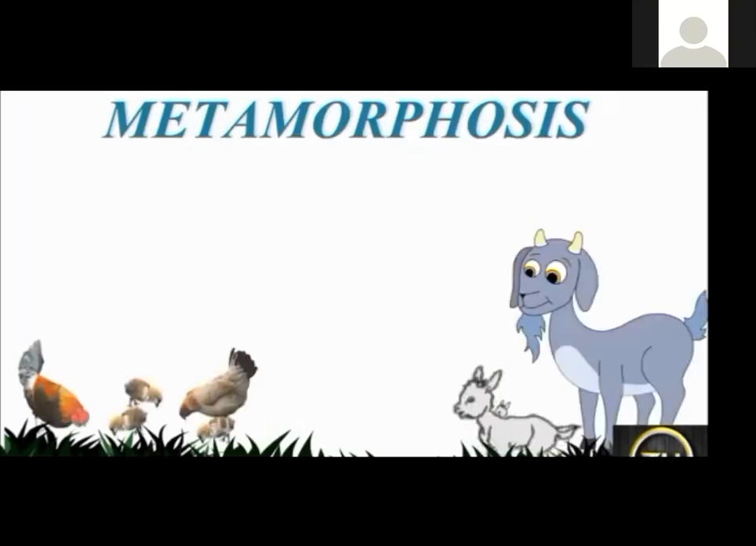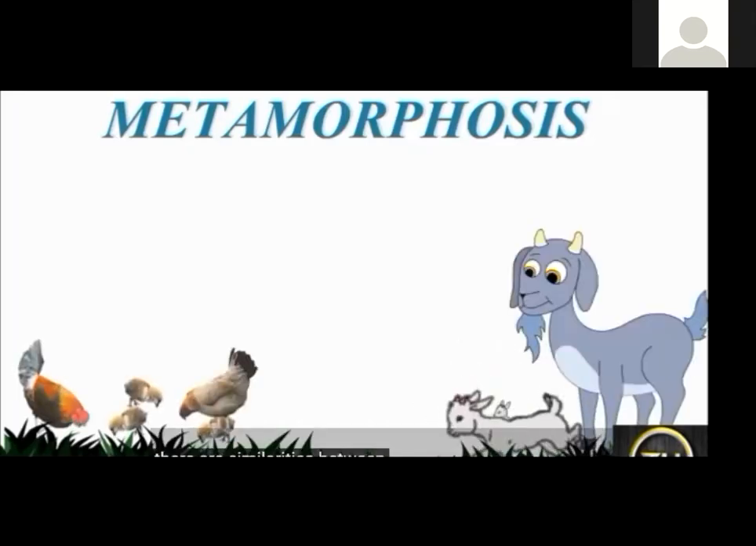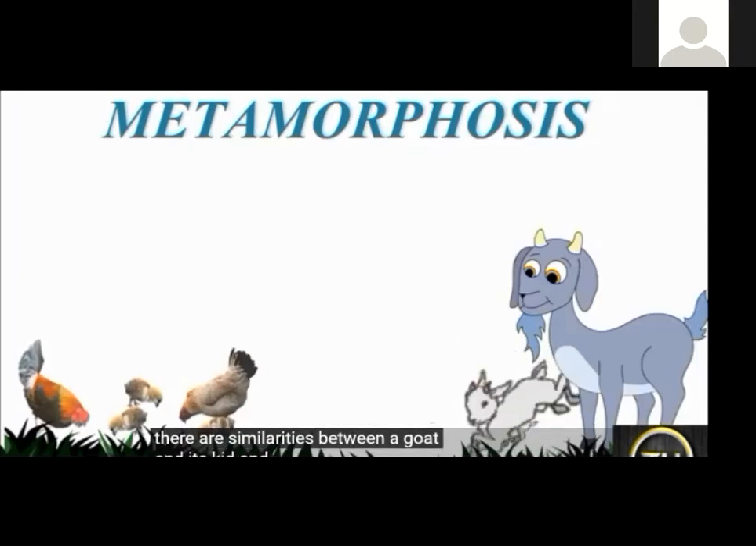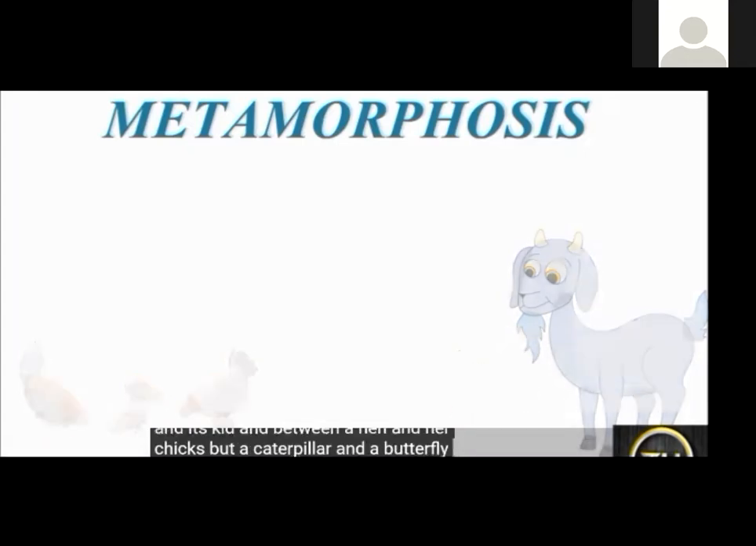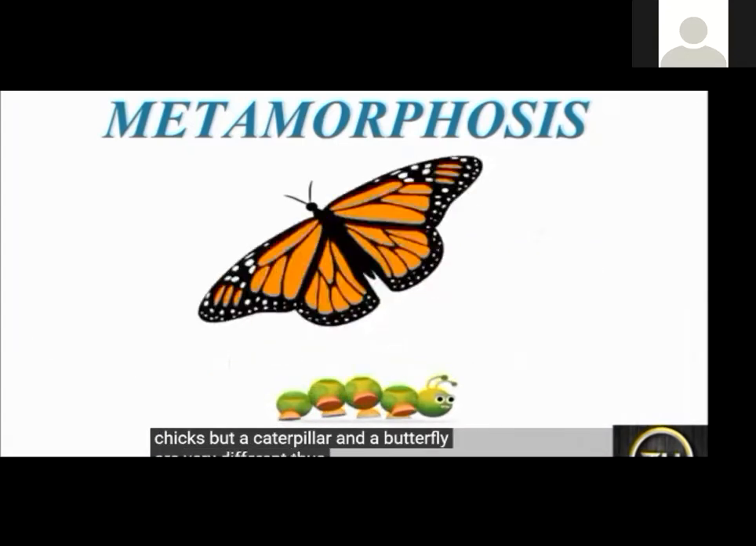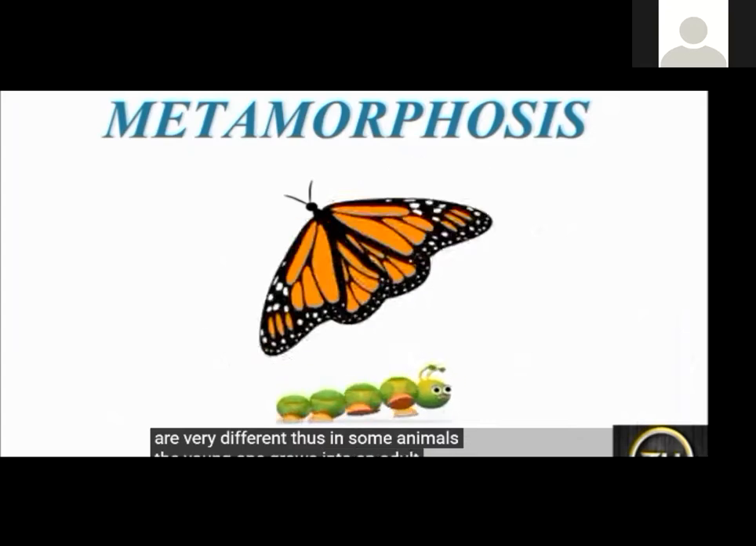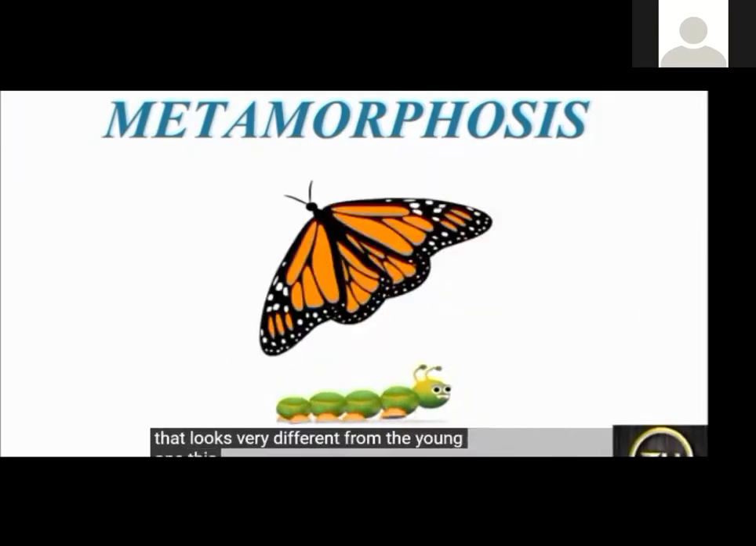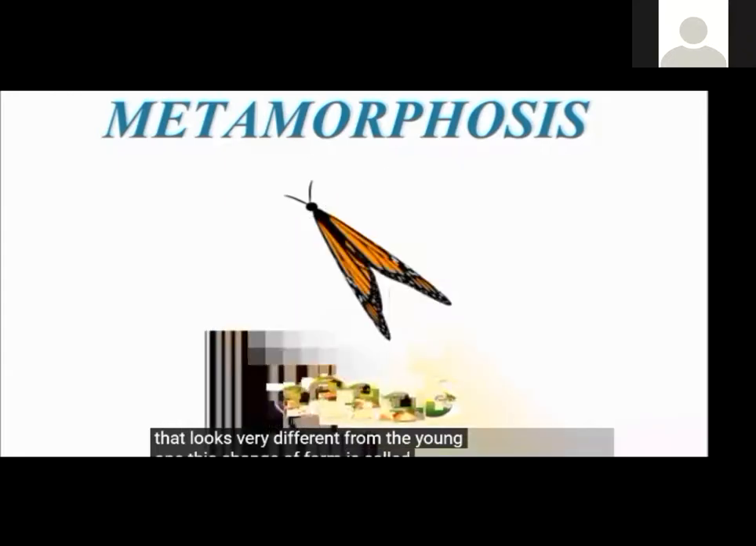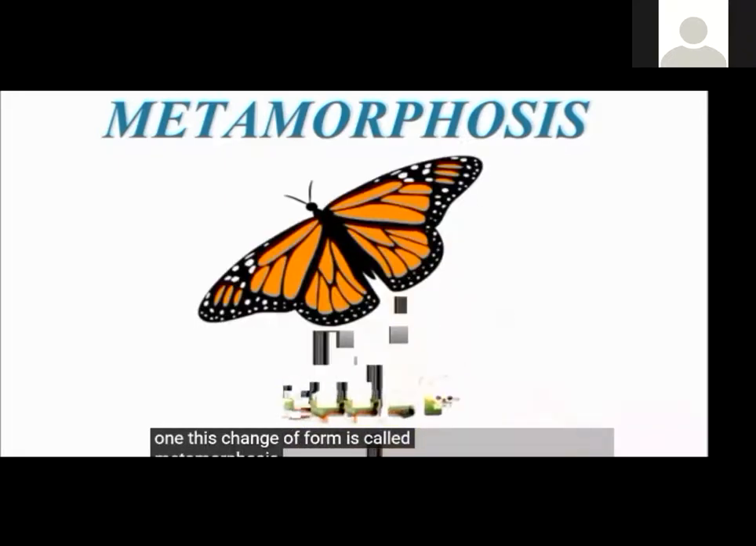Let's learn about metamorphosis. There are similarities between a goat and its kid, and between a hen and her chicks, but a caterpillar and a butterfly are very different. Thus, in some animals, the young one grows into an adult animal that looks very different from the young one. This change of form is called metamorphosis.